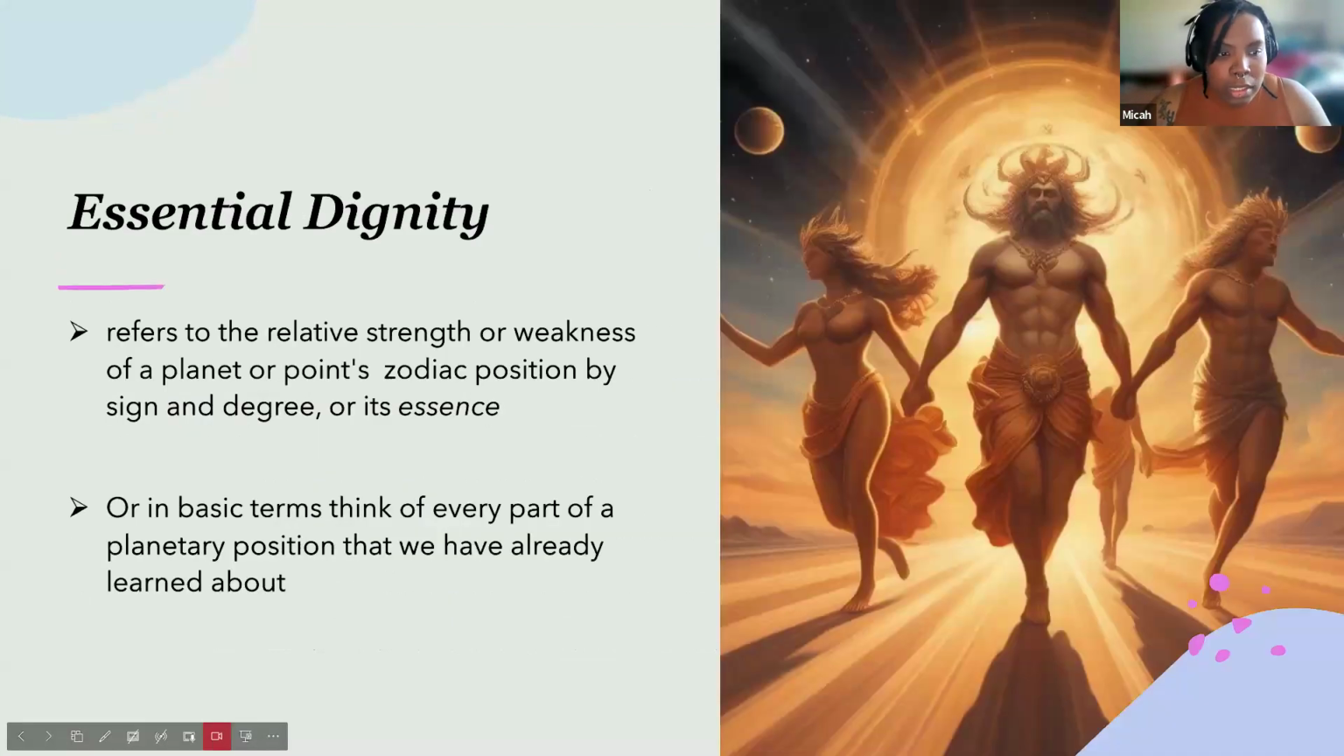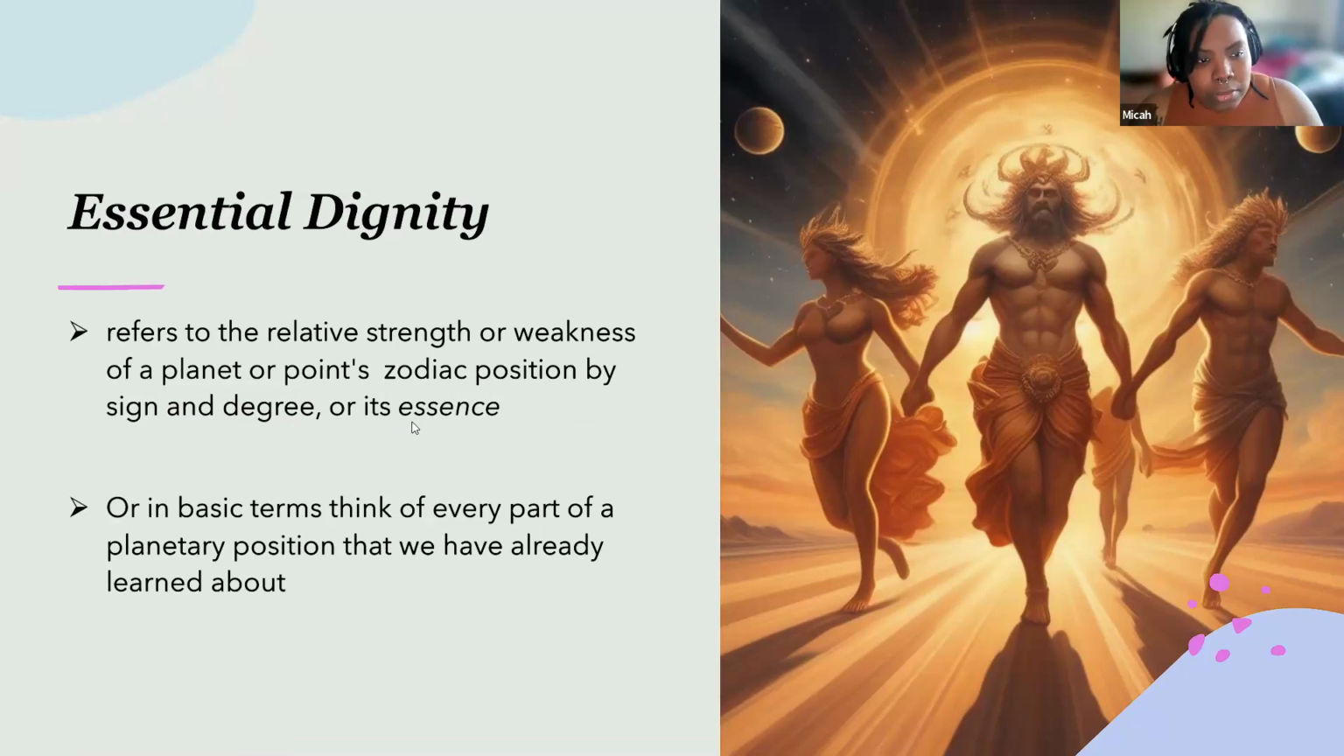So we talked about essential dignities. In basic terms, essential dignities covers every part of astrology, the planetary positions we've already learned about. So things like what the actual planet means. Venus is going to be self-esteem, it can be women, it can be shopping, it can be the resources, it can be the people that come help us in situations.